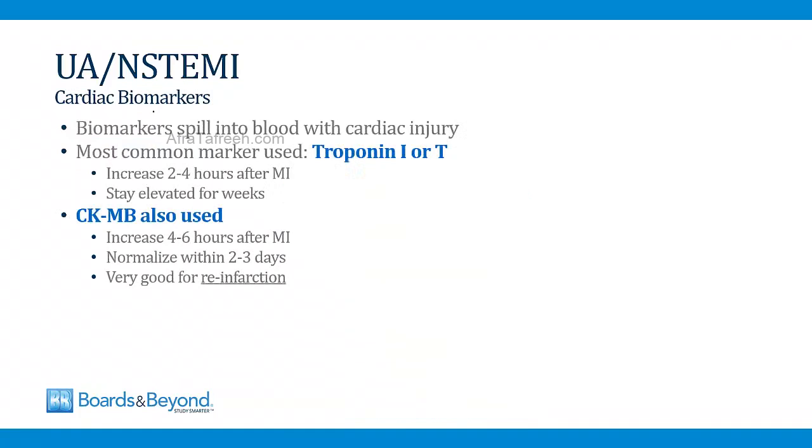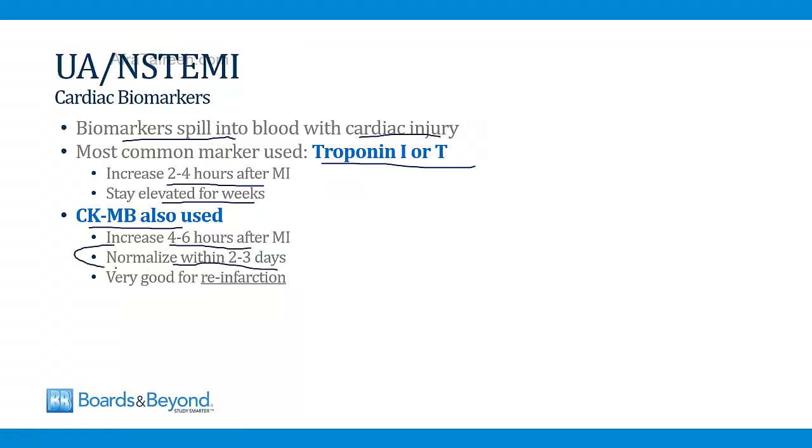Cardiac biomarkers are proteins that spill into the blood when there's damage to cardiac myocytes. These are detected by blood testing. The most common marker used to identify ischemia is troponin, either troponin I or troponin T. The levels of troponin I or T increase about 2 to 4 hours after the onset of ischemia, and then they stay elevated for several weeks. CKMB can also be used, although it's used less commonly in modern practice. The level of the CKMB biomarker increases about 4 to 6 hours after myocardial infarction, and it comes back to normal within 2 to 3 days.